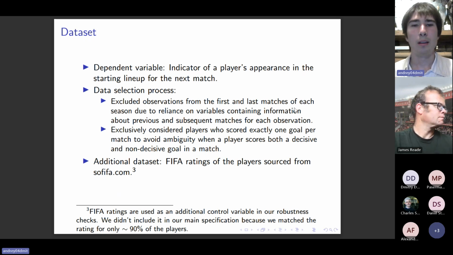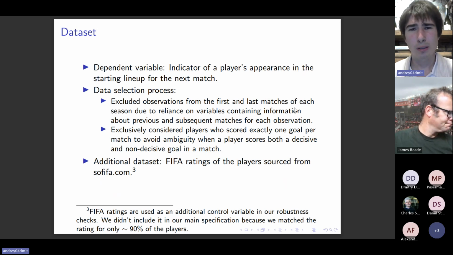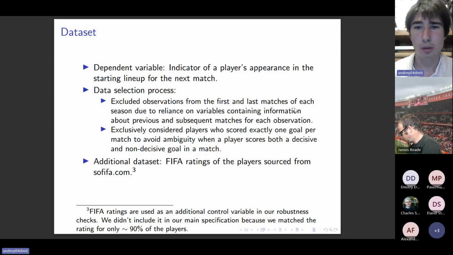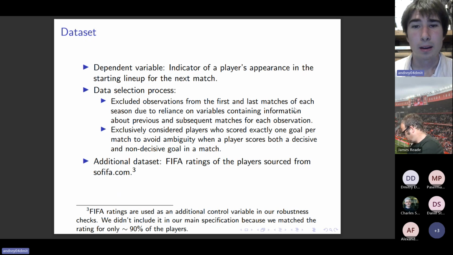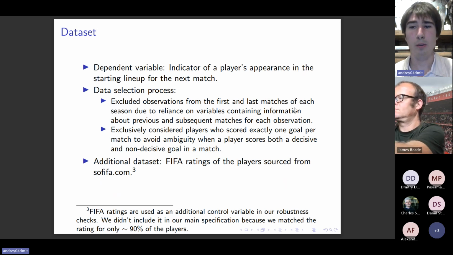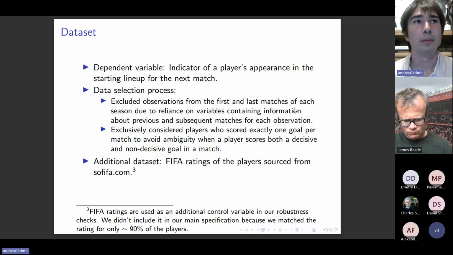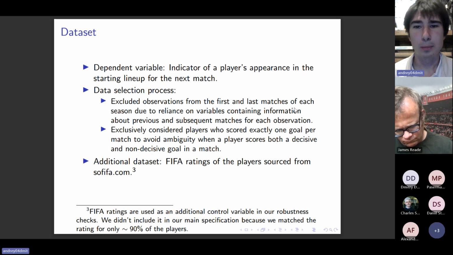In the data selection process, we excluded observations from the first and last matches of each season due to reliance on variables containing information about previous and subsequent matches for each observation. So you can remember the next match and previous match, that's why we can't take our data set's first and last matches. We also consider only players who scored exactly one goal per match to avoid ambiguity when a player scores both a decisive and non-decisive goal in a match, or both non-decisive goals in a match. Because we want to catch the effect of a decisive goal, like the average treatment effect, we don't want these ambiguities.